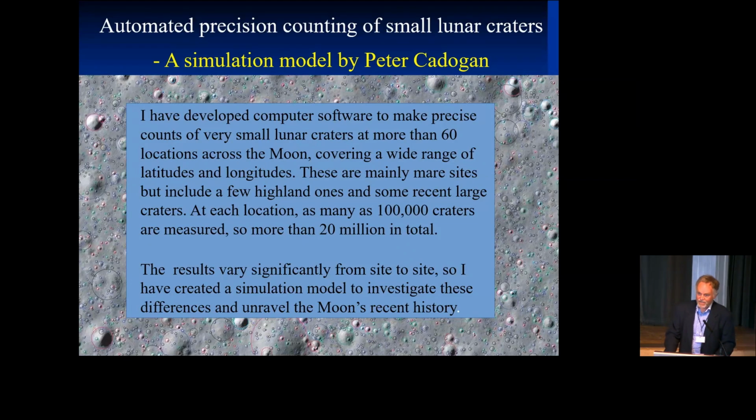Right, slight change of tack here. I've developed computer software to make precise counts of very small lunar craters at more than 60 locations across the moon. At each location, as many as 100,000 craters have been measured, so more than 20 million craters altogether. The results vary significantly from site to site. So I've created a simulation model to investigate these differences and to try to unravel the moon's recent history.